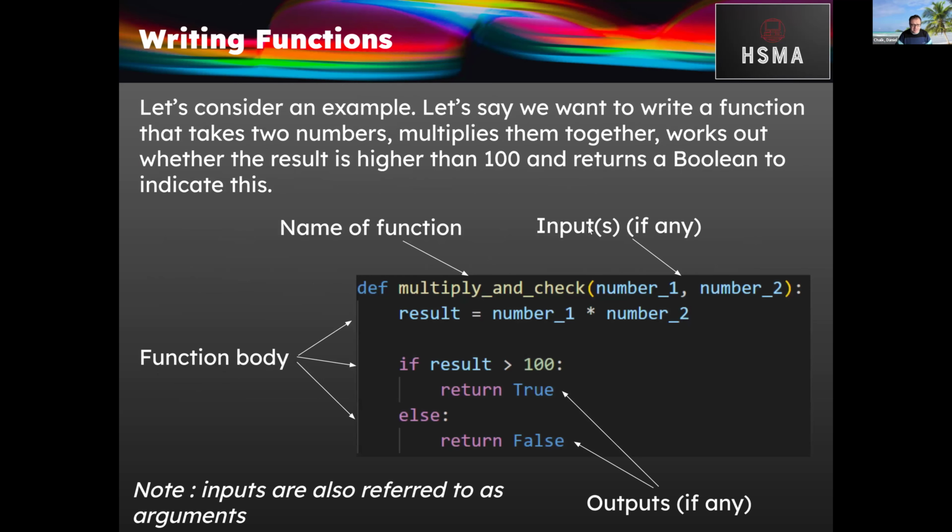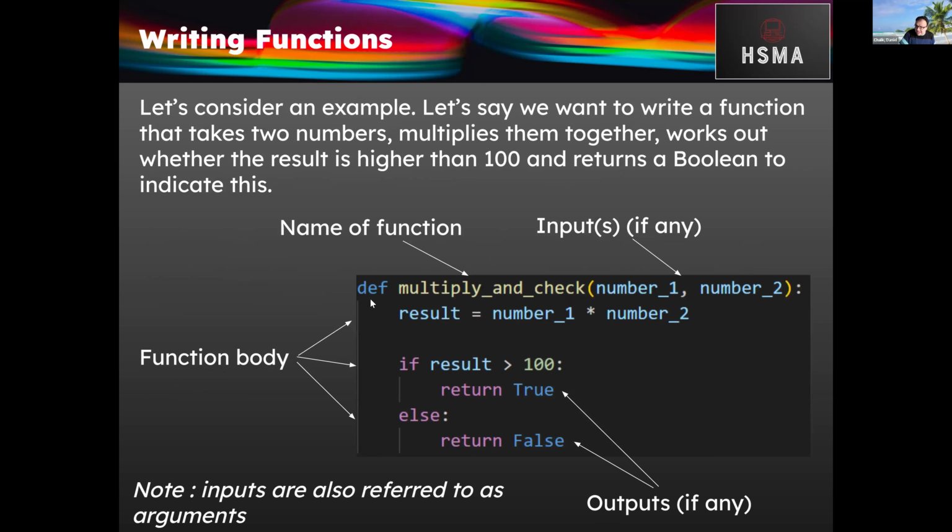So let's look at an example. Let's imagine that we want to write a function that takes two numbers, multiplies them together, and then works out whether the result's more than 100 or not. It's a pretty abstract function, but let's say that's what I want it to do. So here we've got the function definition in Python.